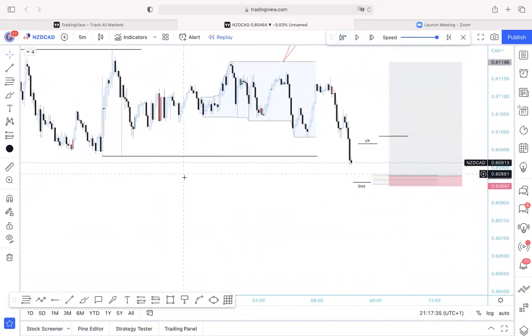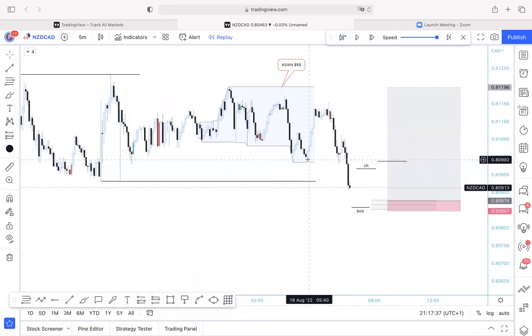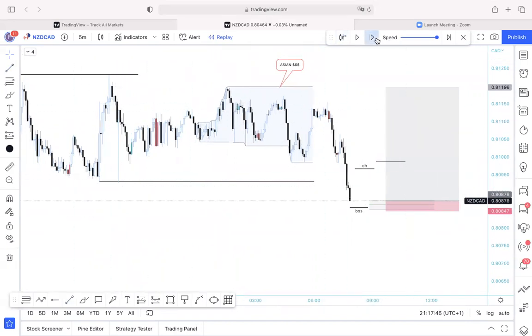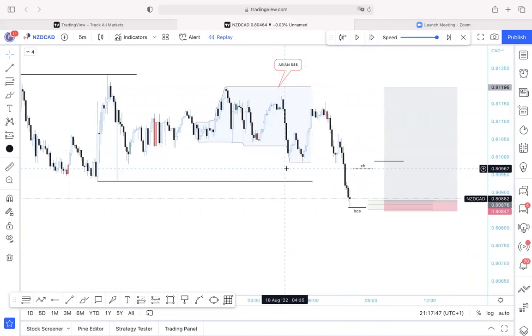So first of all, we're not interested in anything that is above these lows because the lows need to be taken. This is the external liquidity. Just keep going, and we finally take the lows. We are below the Asian range.